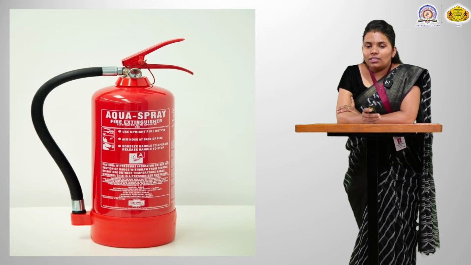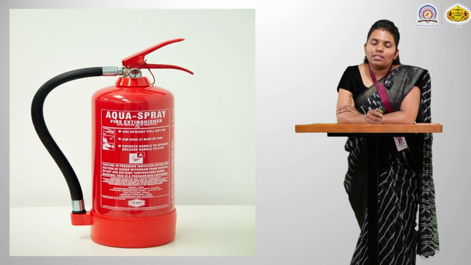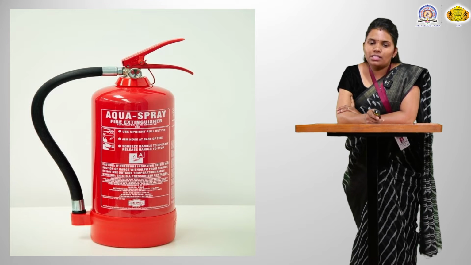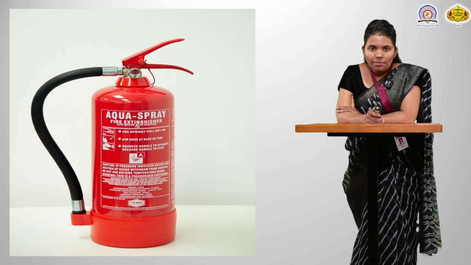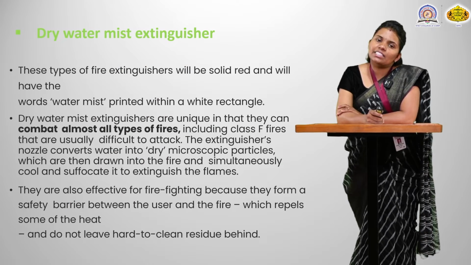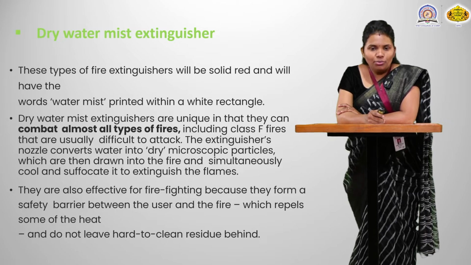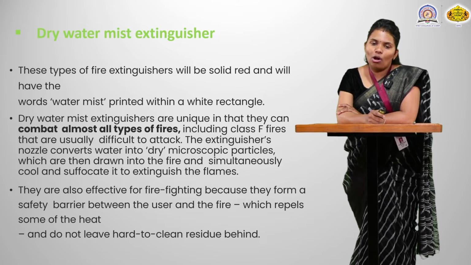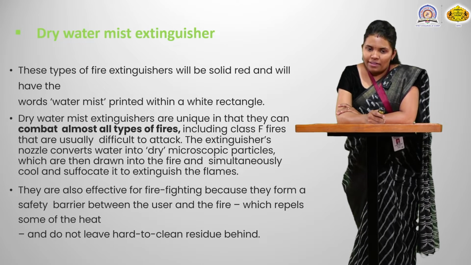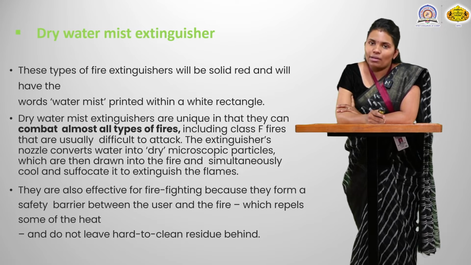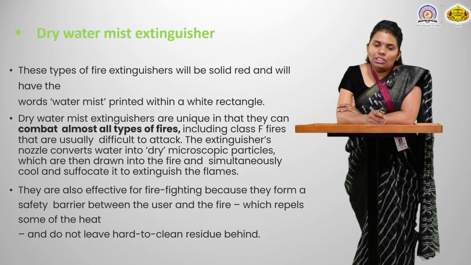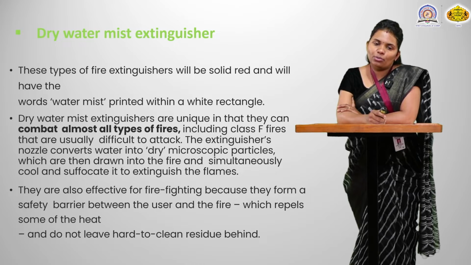So, this kind is the water fire extinguisher. The aqua spray is right down there or the water mist is there. So, this is the pictorial diagram of the water extinguisher. Next is a dry water mist extinguisher. This type of fire extinguisher will be solid red and will have the word water mist printed within a white rectangle. Dry water mist extinguishers are unique in that they can combat almost all types of fire, including class F fire. The nozzle converts water into a dry microscopic particle which is then drawn into the fire and simultaneously cools and suffocates it to extinguish the flame.